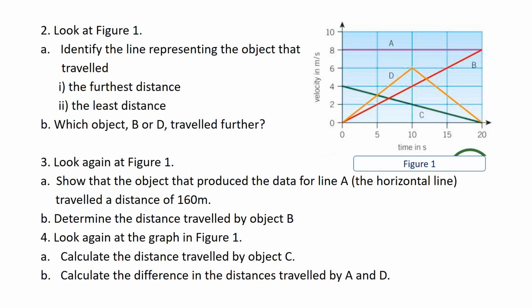Then, looking at figure 1, identify the line representing the object that travelled the furthest distance, the least distance, and the object that travelled further. So again, they're really getting their money's worth out of this graph. You do need to make sure that you understand how it's working, and you need to be able to support your answers with the maths. Pause the slide and have a go at the questions.